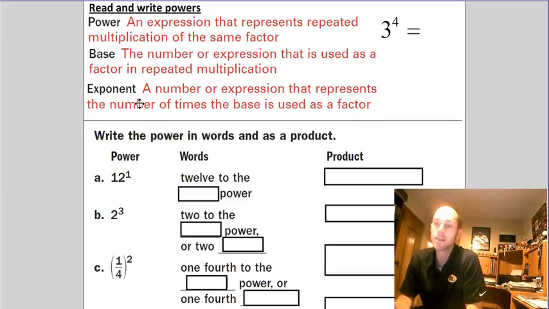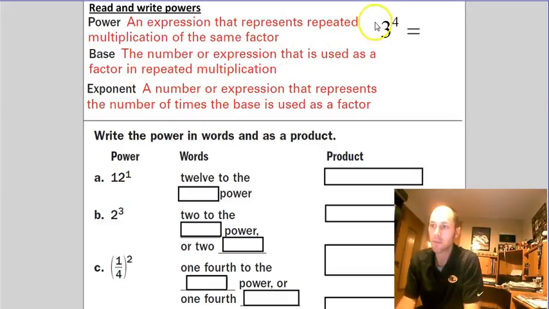But a power is an expression that represents repeated multiplication. So it's a way to save time. Mathematicians want to simplify as much as they can. So a power is just multiplication many times. We have the base number. The base number is the number that's used in the repeated multiplication.